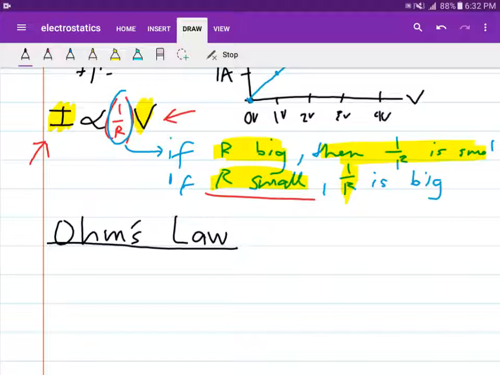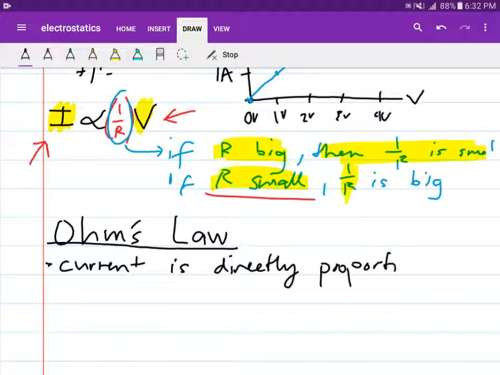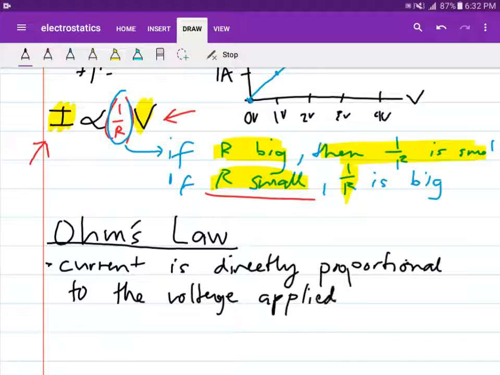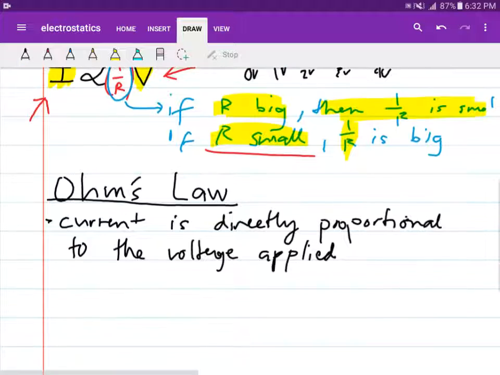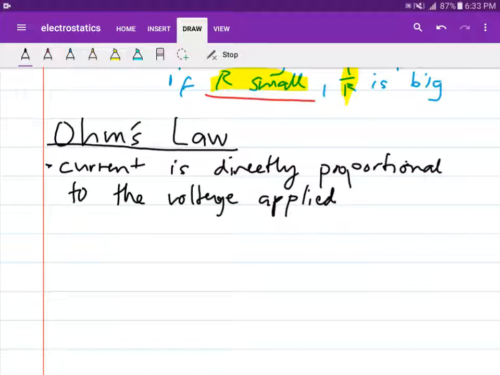So as we stated earlier, current is directly proportional to the voltage applied. V equals IR.